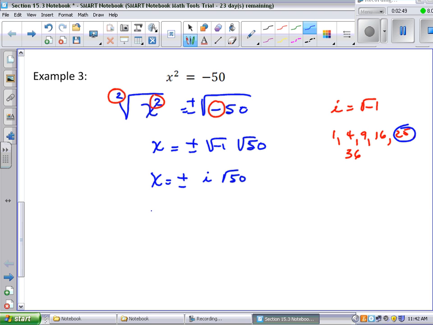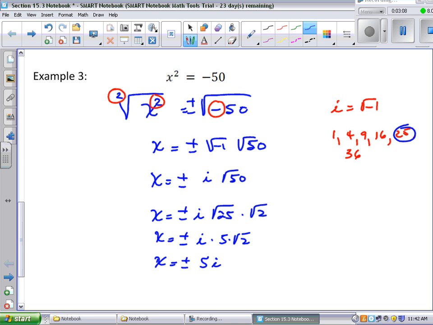So I'll have x is equal to plus or minus i times the square root of 25 times the square root of 2, or x is equal to plus or minus i times 5 times the square root of 2. So I'll have x is equal to plus or minus, and I'm going to write that as 5i square roots of 2, so that when I write my answers, I will write 5i square roots of 2 and negative 5i square roots of 2.